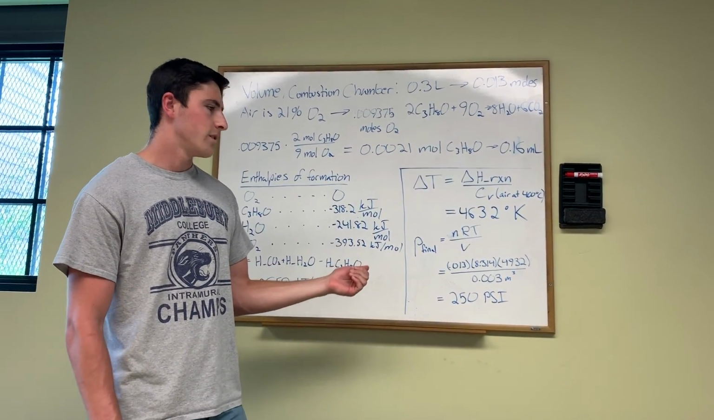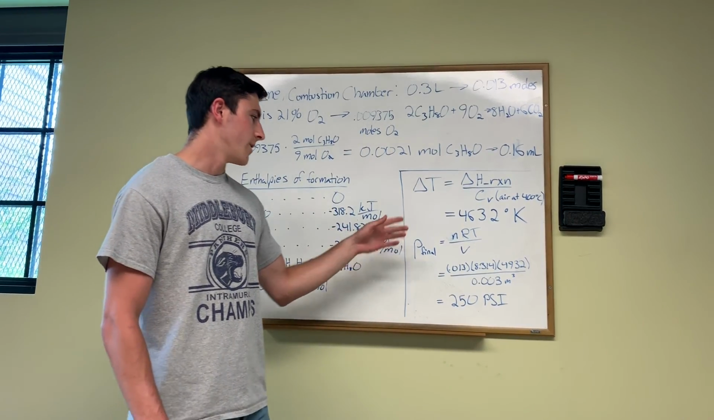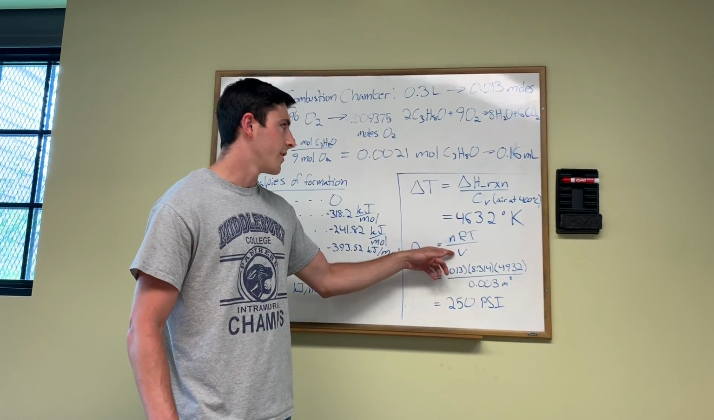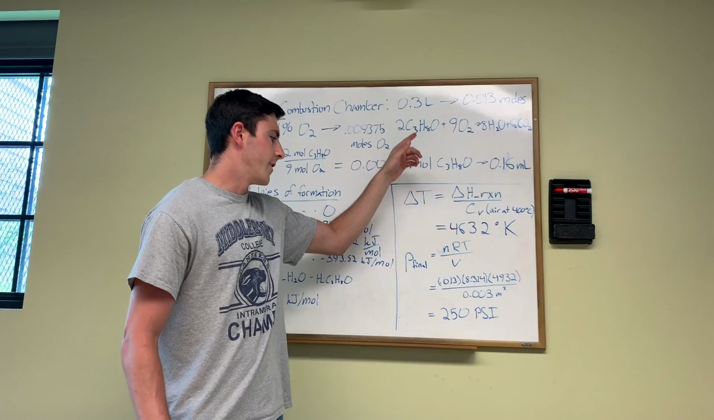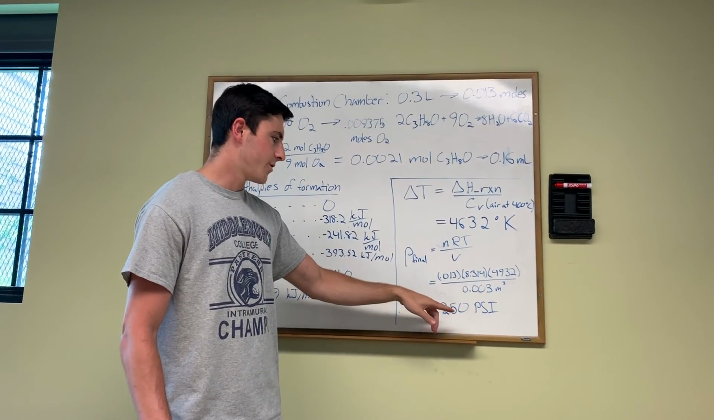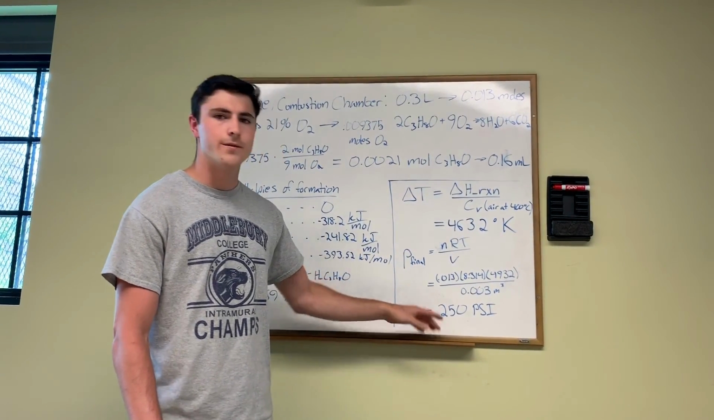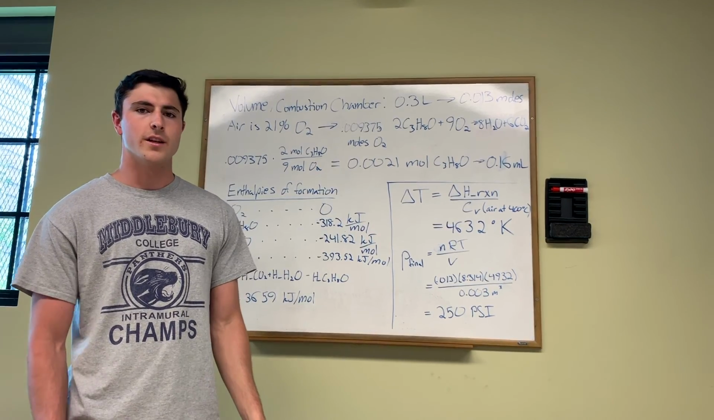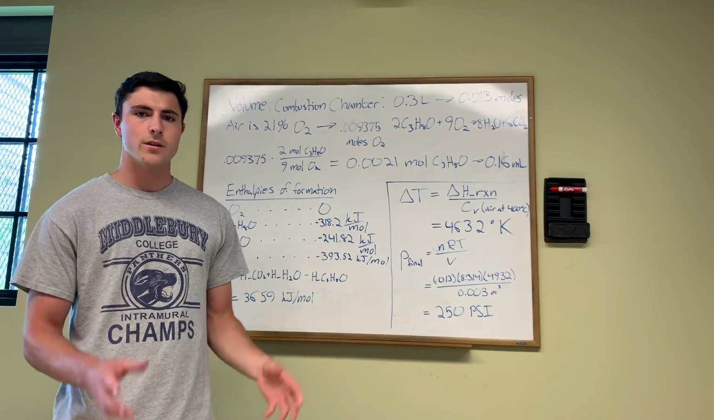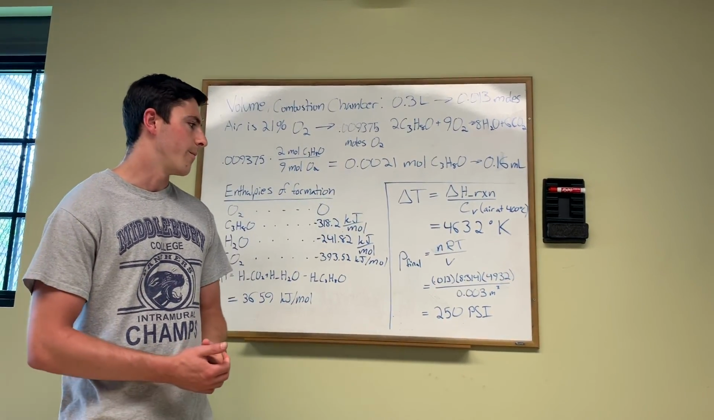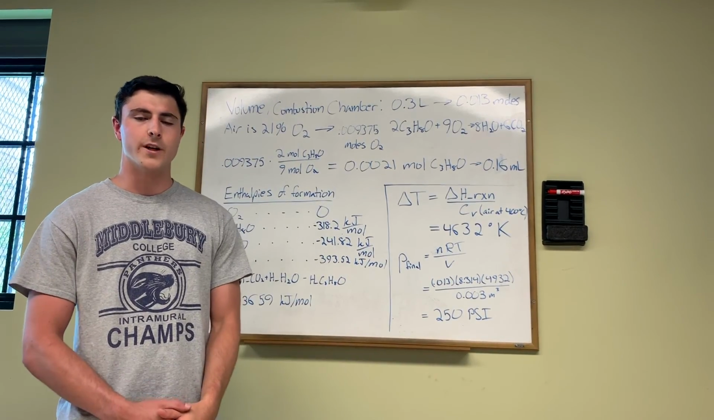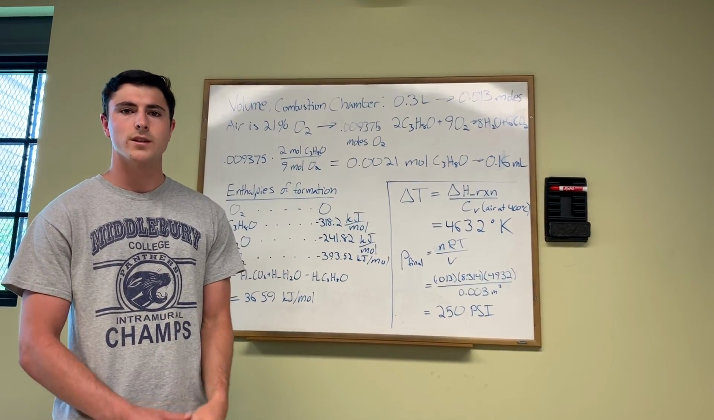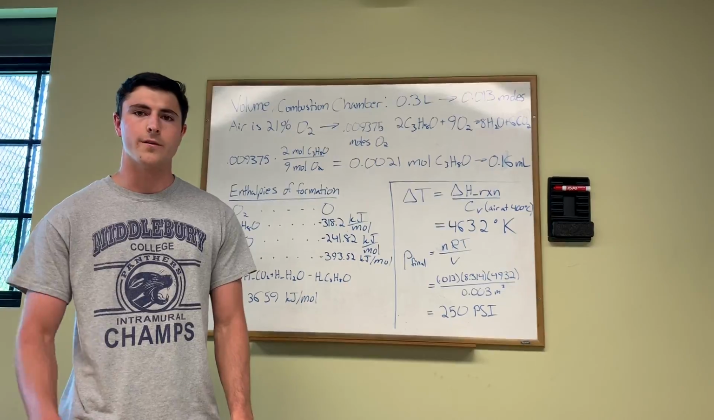And using the ideal gas law, holding volume constant at 0.3 liters, we get to a max pressure of 250 psi. That's the worst case scenario if the volume was constant. And we found out that it was very much within the limits of what our PVC could hold without failing.